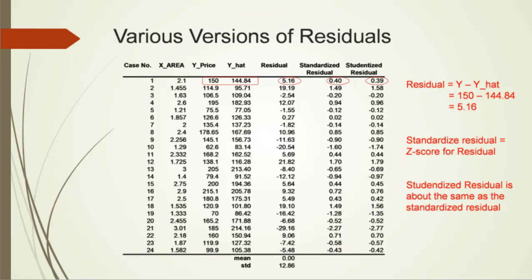The standardized residuals in the next column are just the z-scores of the residuals. The studentized residuals are fairly close to the standardized residuals. We will not go over the detailed formula to calculate the studentized residuals here. All we need to know is it's quite close to the standardized residuals, which are z-scores for the residuals.